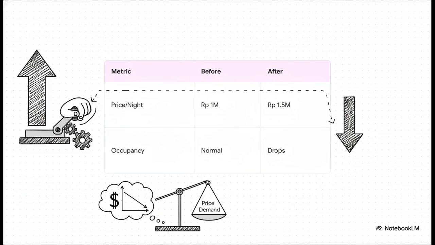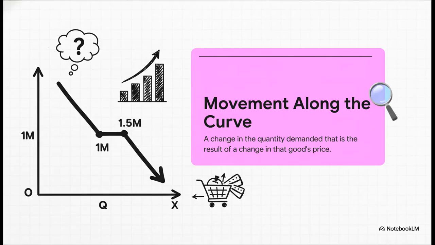And what was the result? Predictably, your occupancy dropped. This is the law of demand playing out right in front of us. It's pure cause and effect. You pulled the price lever and the market responded exactly as expected along that stable demand curve. So what's our official diagnosis? This is a textbook, crystal clear example of a movement along the curve.